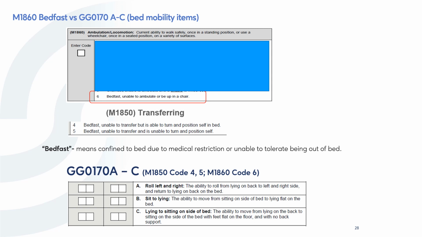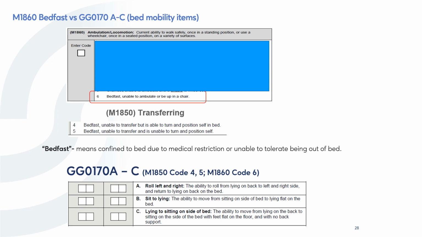And just a reminder, bedfast means they're confined to the bed due to medical restriction or are unable to tolerate being out of bed. So someone who spends their time in a bed but is Hoyer lifted out into a wheelchair or into the recliner to enjoy the sunshine out in the living room, that is not a bedfast patient. That is a chair-fast patient, most likely, but that's not bedfast.